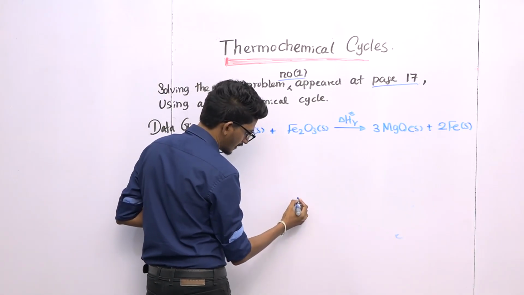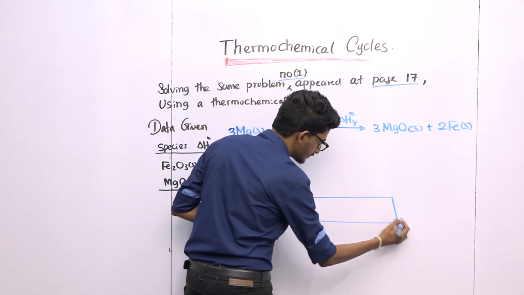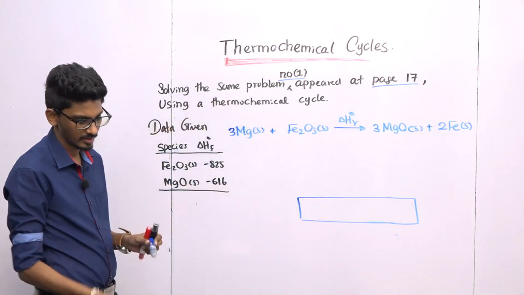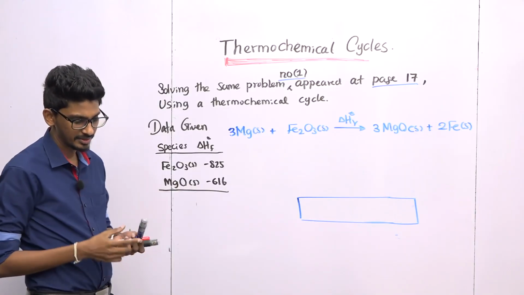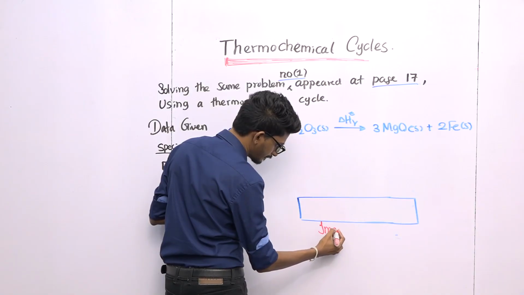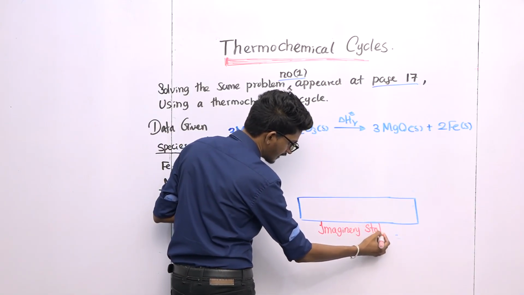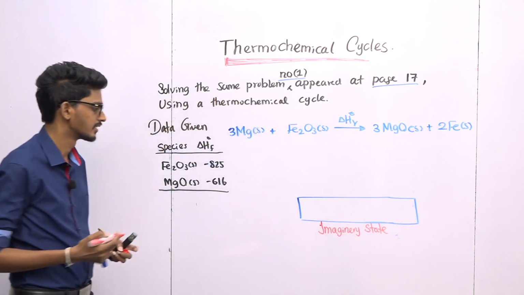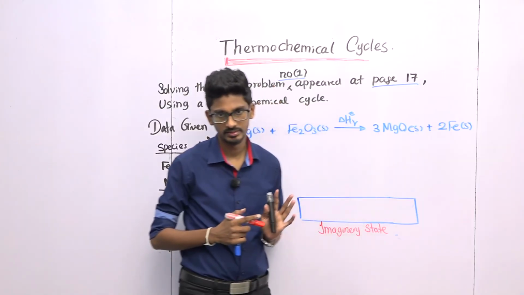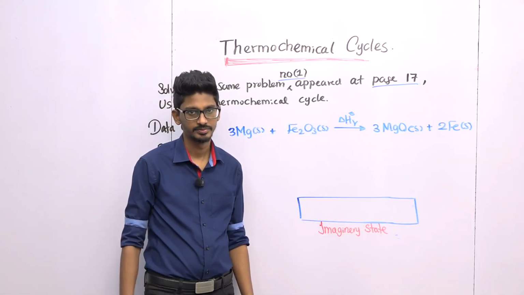So I am trying to construct a new state, some imaginary state, right? I am trying to construct some imaginary state here. Third state or imaginary state. At least one imaginary state should be there. At least 3 states should be there to complete a cycle, right? Even if 4 states, at least 3.